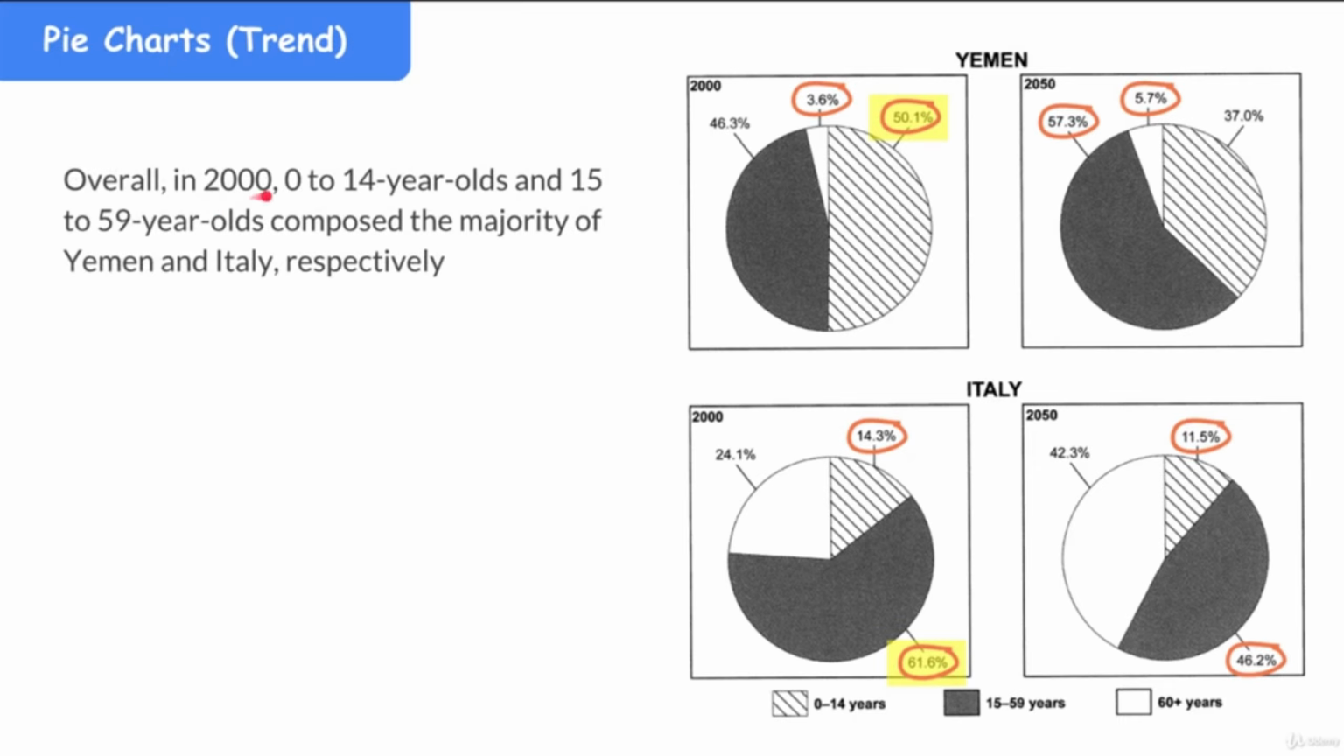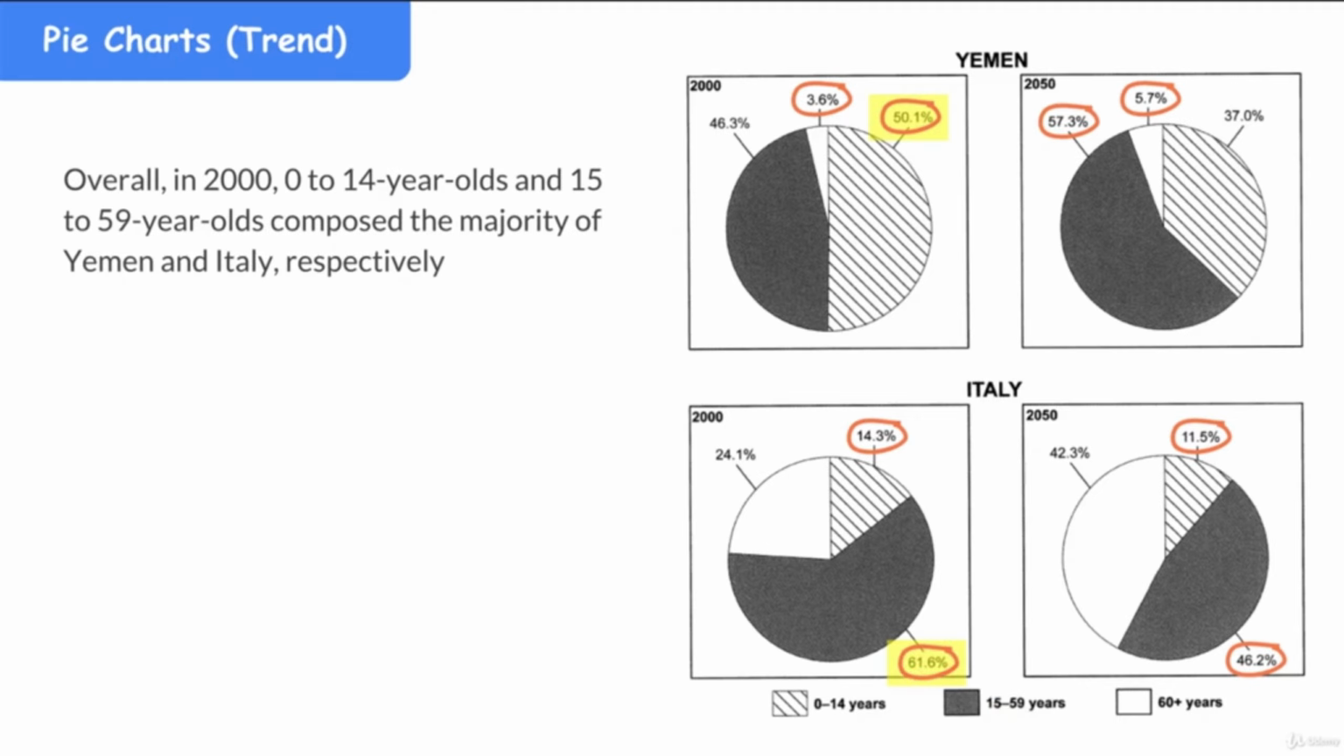Overall, in 2000, 0 to 14-year-olds and 15 to 59-year-olds composed the majority of Yemen and Italy, respectively. So what we're saying in this sentence is that in the year 2000, 0 to 14-year-olds composed the majority in Yemen, and 15 to 59-year-olds composed the majority in Italy.